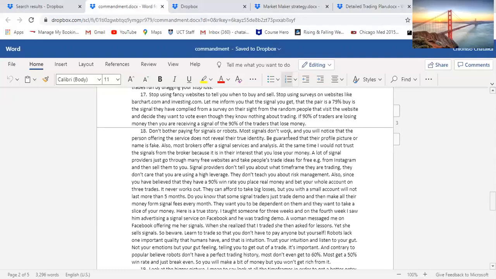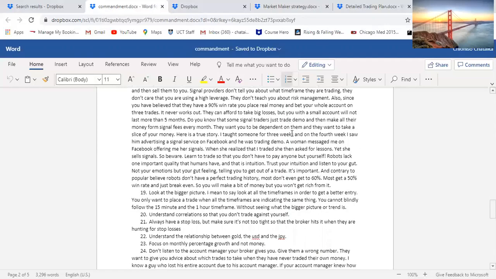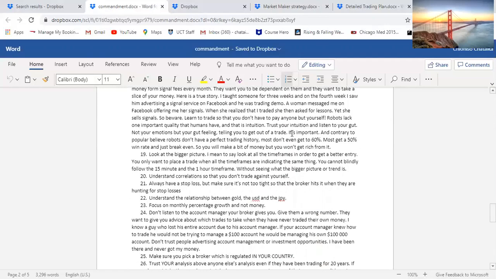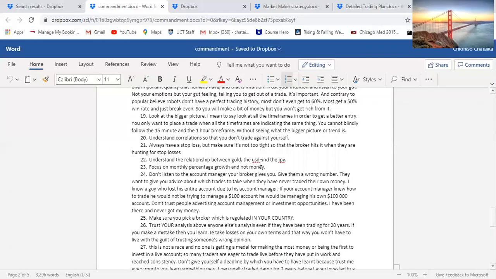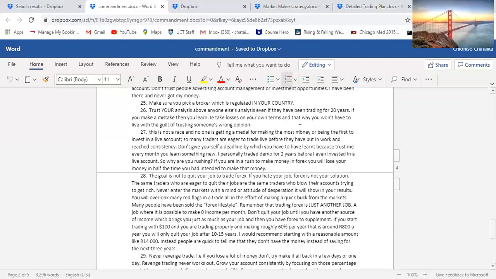So they're more focused on winning a position. Then as it's in profit, they close. And then they hold their losing trades until they can't stomach the losses, and then they start closing. I've seen it. So honestly, a strike rate and a win rate isn't even important. Always have a stop loss, understanding correlations, understanding the relationship between gold, US dollar, and the yen. And so forth. And that's pretty much it in your trading plan.